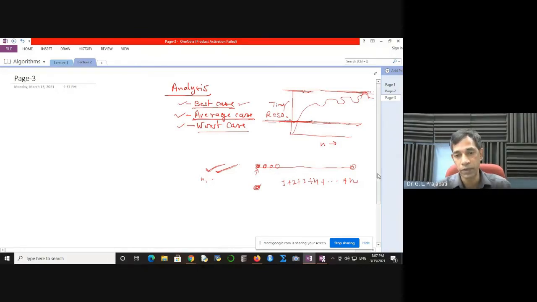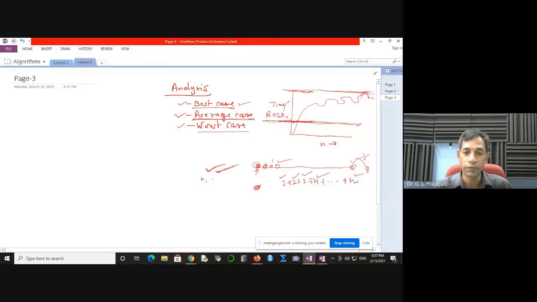In the worst case, your item may be at the last, or your item may not be in the list. If your item is not in the list, then also you need to make n comparisons to decide that the element is not in the list. So if the item is present at the first location, you need this time. If in the second location, this many comparisons. Third location, this many. In the fourth location, this many. And for the last, or if the element is not in the list, you require n comparisons.